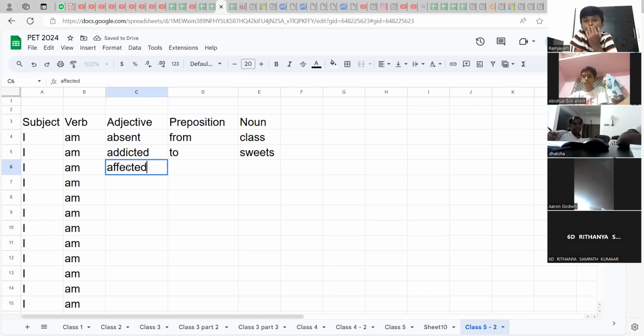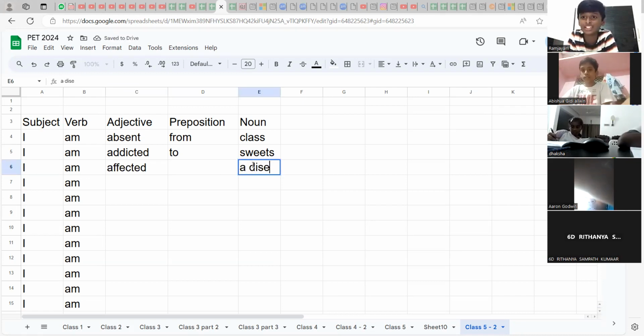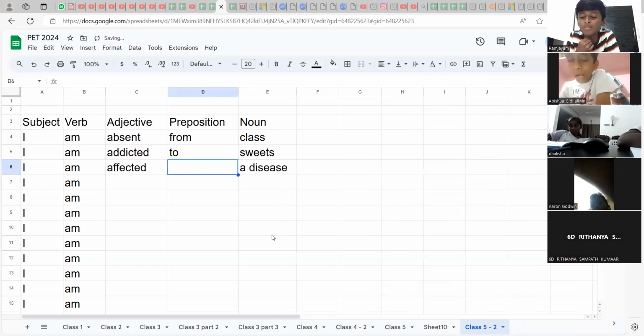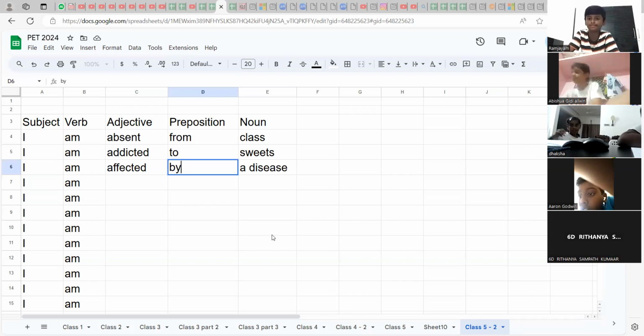Affected. Sir, can I say it, sir? Sir, I am affected by a disease. Write it down. Please write it down. I'm going to give you a few seconds for each one, just to write it down, not for reading.